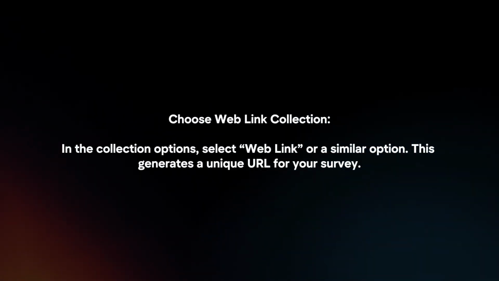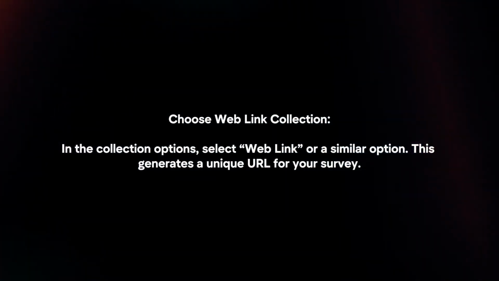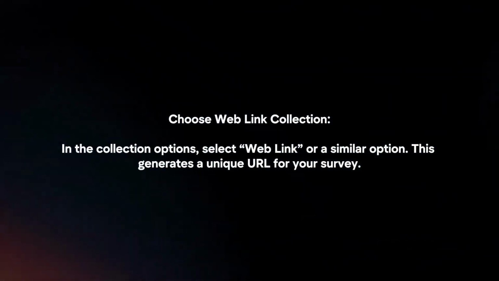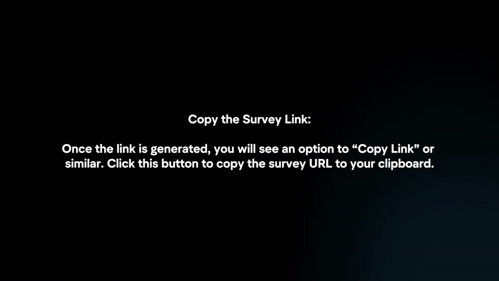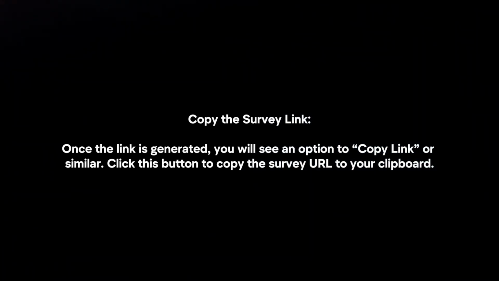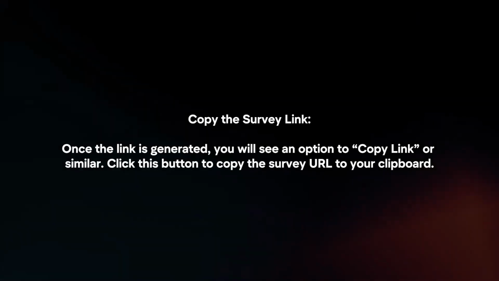Choose Web Link Collection. In the collection options, select Web Link or a similar option. This generates a unique URL for your survey. Copy the survey link. Once the link is generated, you will see an option to copy link or similar. Click this button to copy the survey URL to your clipboard.